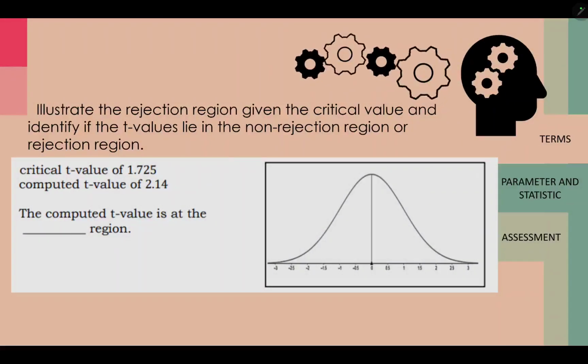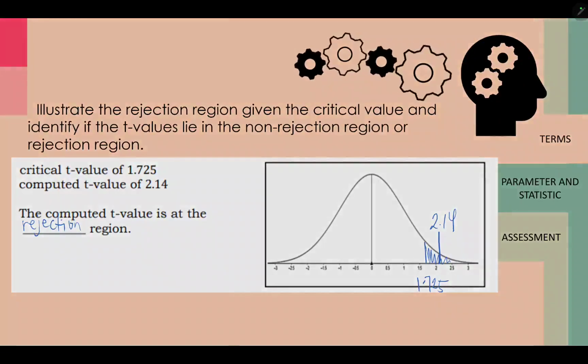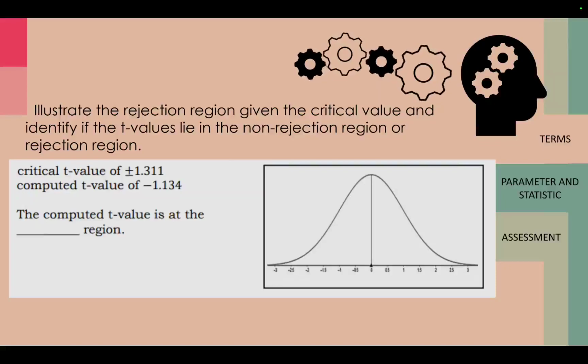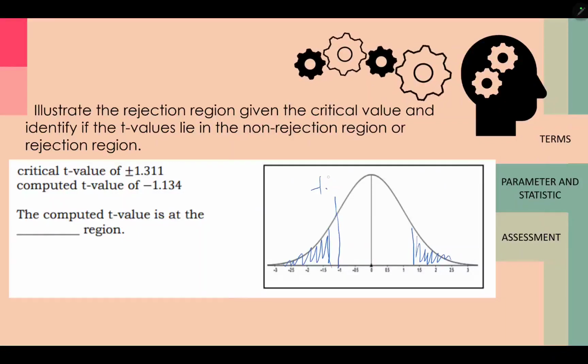Next, the critical t-value is positive 1.725, and this is our rejection region, and the computed value is positive 2.14. So it is also under the rejection region. Next, the critical t-value from the table is positive 1.311, and negative 1.311. So this is our rejection region for H0. And the computed value is negative 1.134. So it is here. So this is under the non-rejection region. So you will not reject H0.